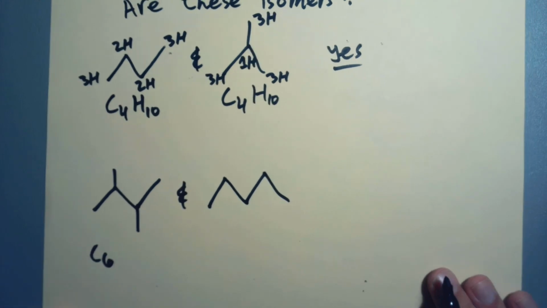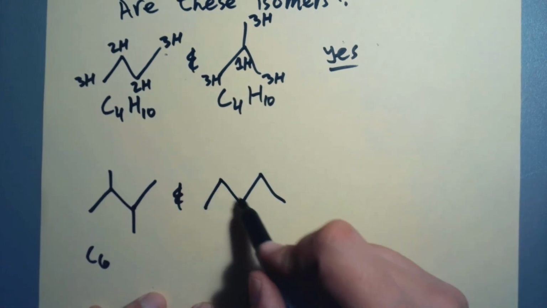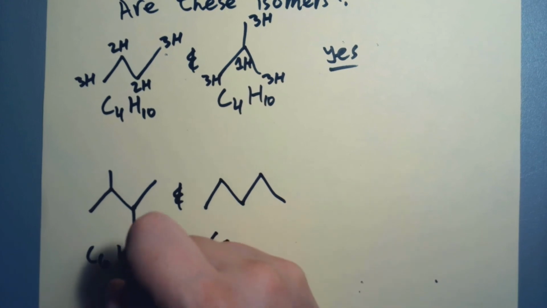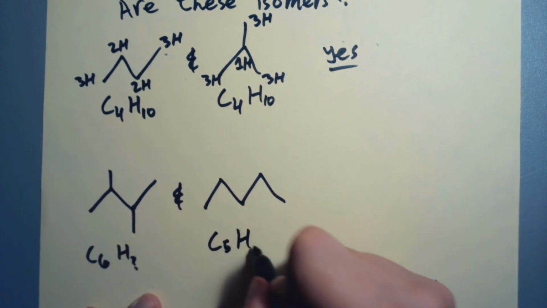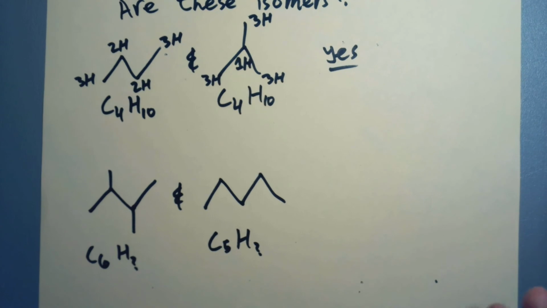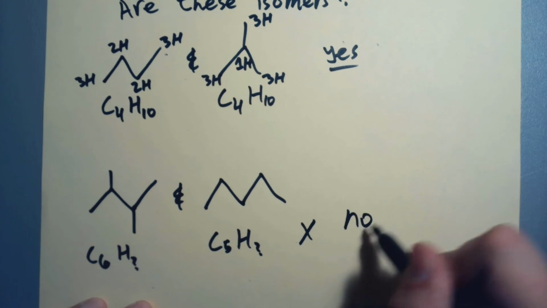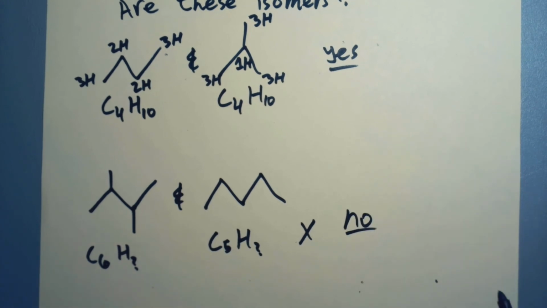Okay. Now I've got 1, 2, 3, 4, 5. So this is C5, and it's H whatever. But I don't need to go that far. I know I got 6 carbons, I got 5 carbons, and this is a no. These are not isomers. This is short a carbon.